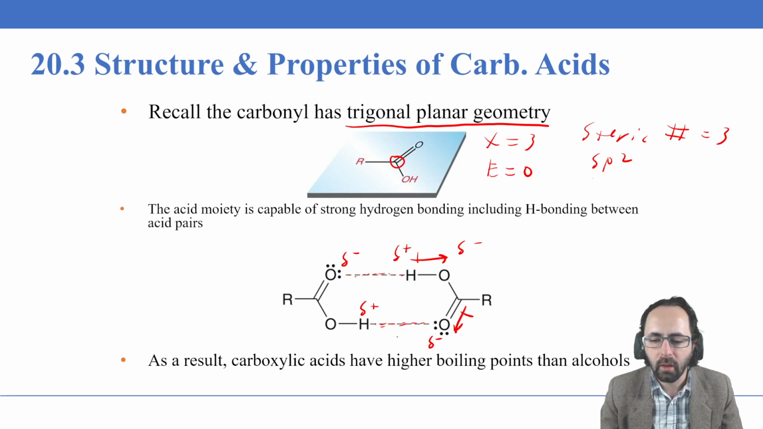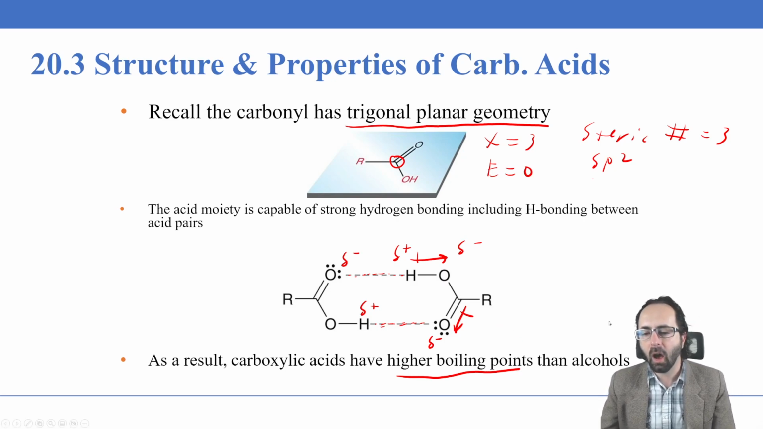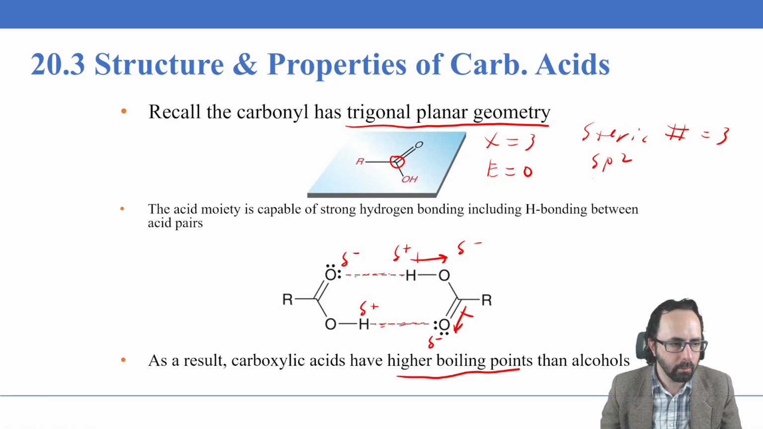And as a result, boiling points in carboxylic acids tend to be quite high, even higher than those in alcohols that we had previously discussed as having high boiling points due to the presence of the hydrogen bonding.